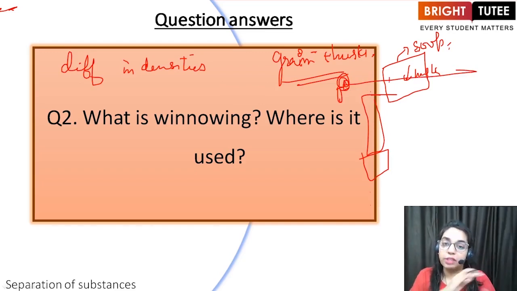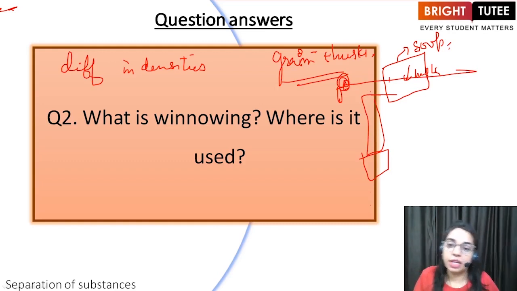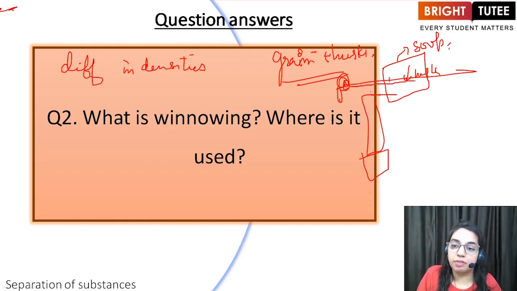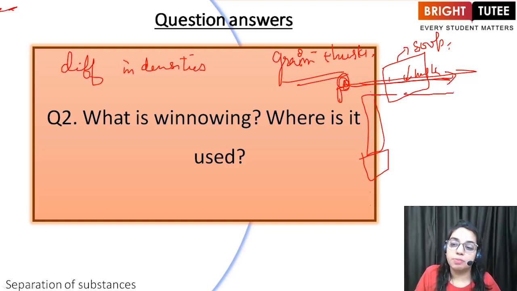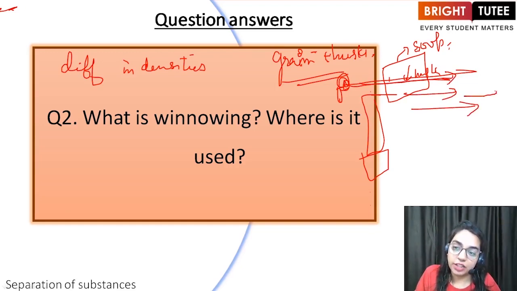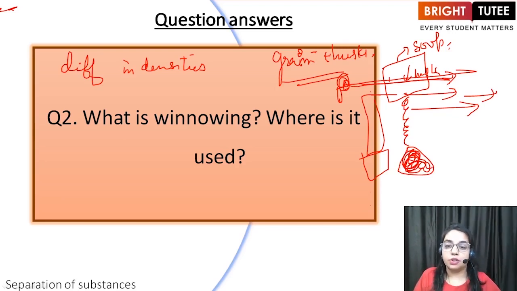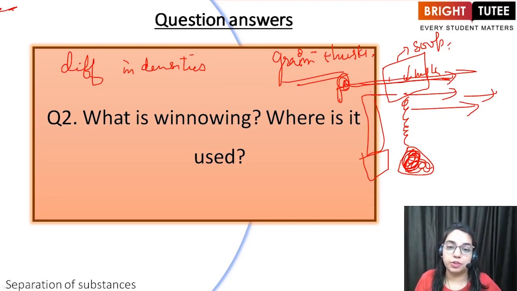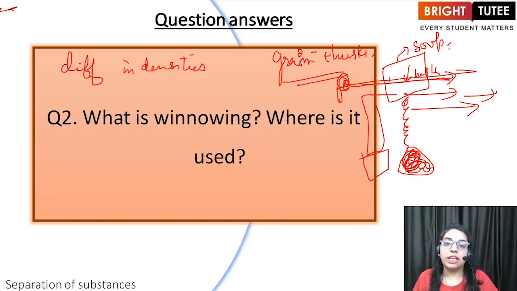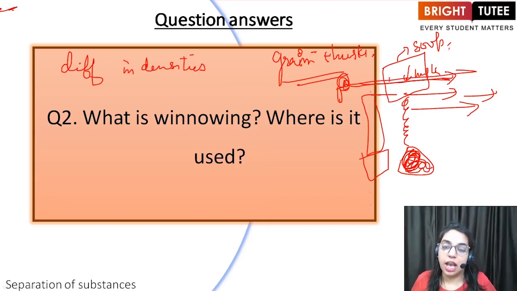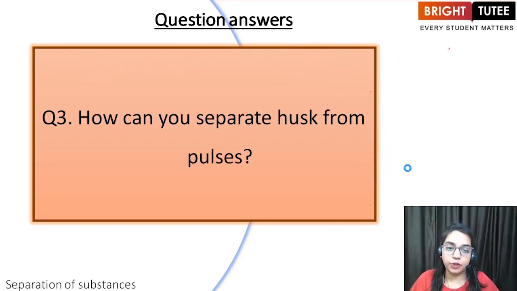And when the mixture is sliding slowly through the tray, the lighter husk particles will move along with the speed of wind and in the direction of the wind, whereas the heavy grain particles will be collected in a heap like structure. A heap of grains will be formed. So children, this method is known as winnowing, and it is used to separate such substances which have greater difference in their densities, and we can make use of high speed wind. Okay, let's move to the next question.